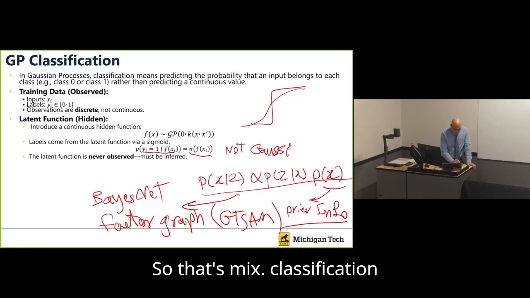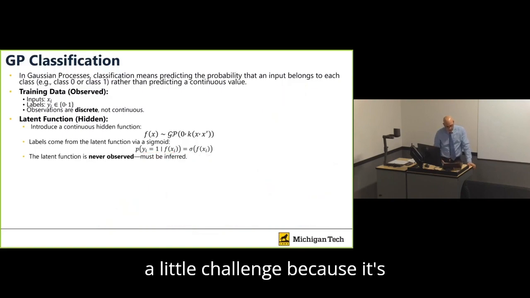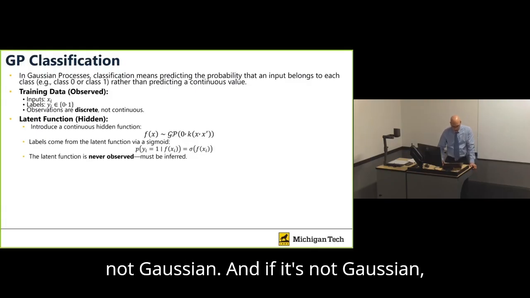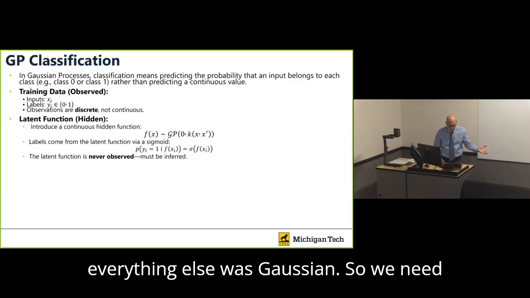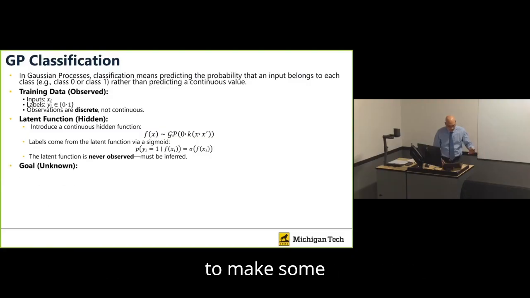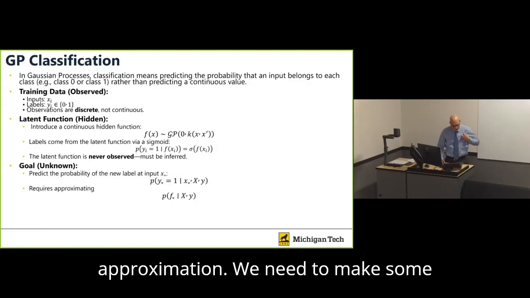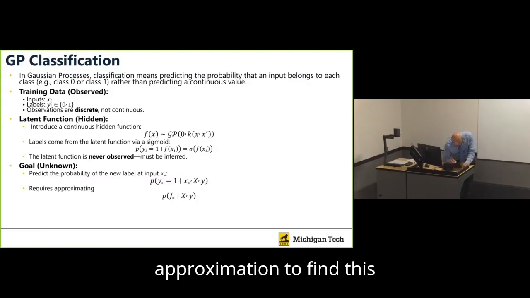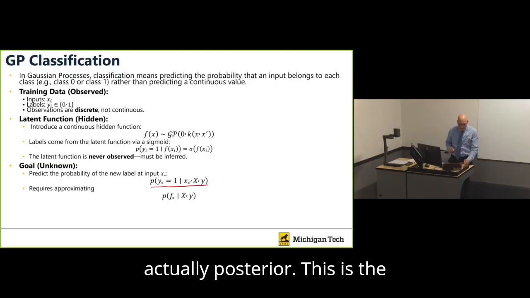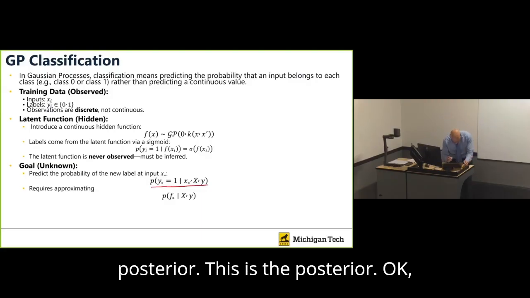So that makes classification a little challenging because it's not Gaussian. And if it's not Gaussian, everything else was Gaussian, so we need to make some approximation to find this posterior. This is the posterior.